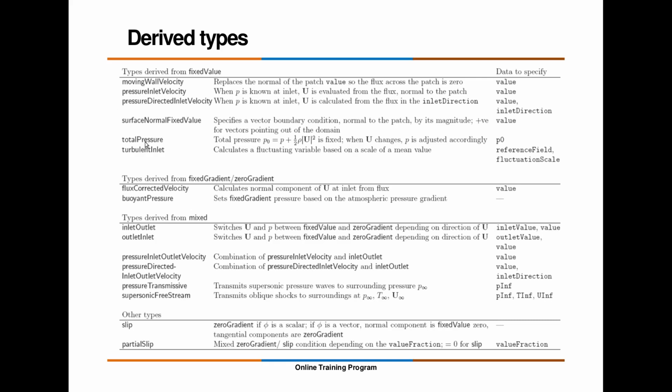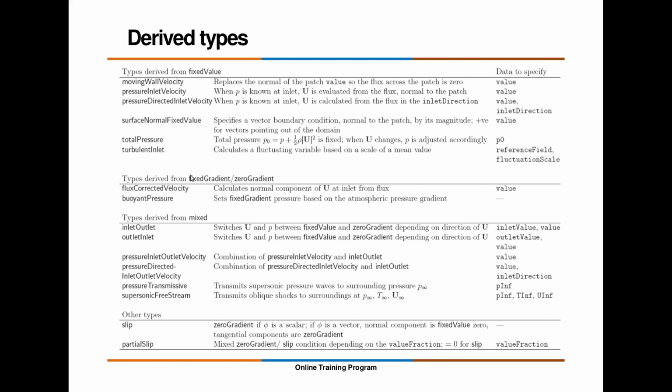Here we have a certain class of derived conditions that I want to show you. These few conditions we derive based on the fixed value options. Fixed value is our primitive type, and from that primitive type we are deriving a certain class of conditions: moving wall velocity, pressure inlet outlet conditions, pressure Dirichlet inlet conditions, then surface normal fixed value, total pressure, turbulent inlet. This turbulent inlet condition we sometimes use for turbulent LES type of calculation, when we want to specify certain inbuilt random perturbation on a certain component of velocity or pressure or temperature at that point of time.